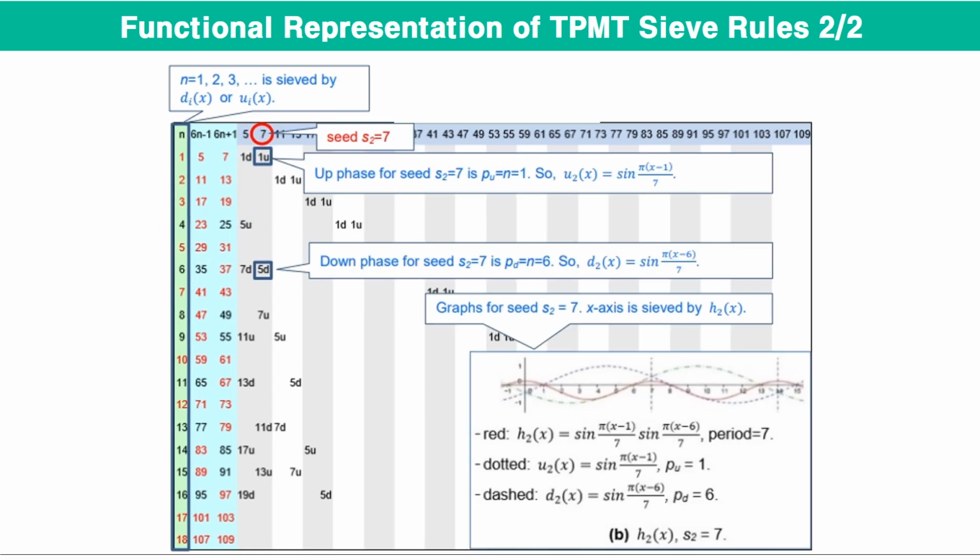For seed 7, the situation is the same as before. The sequence n is sieved by di and ui. The up phase is used here. The down phase is used here. And the rules in TPMT are implemented as these three sieve functions.